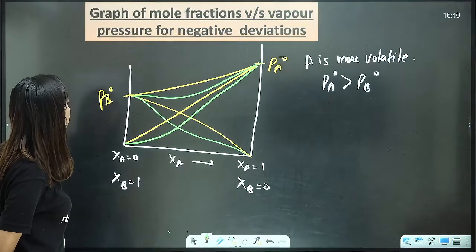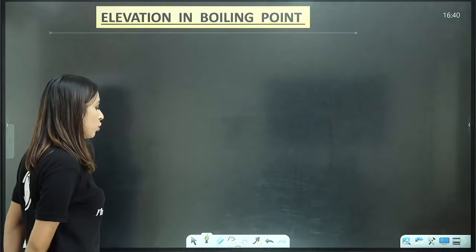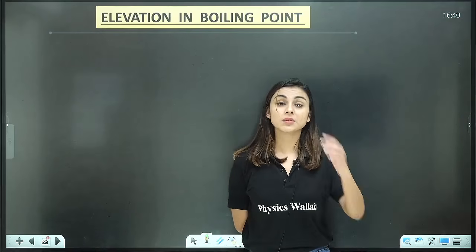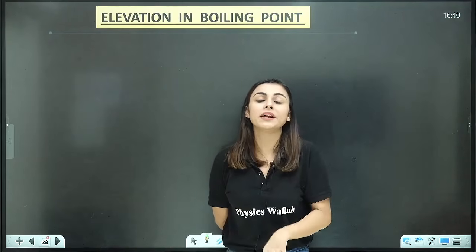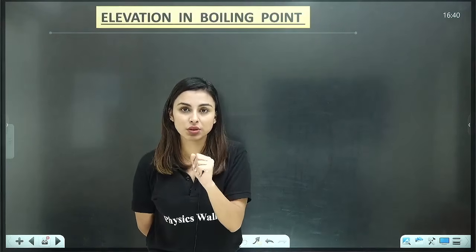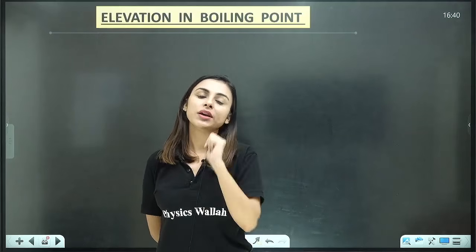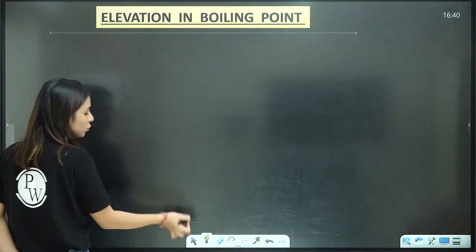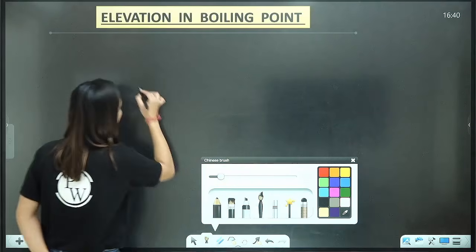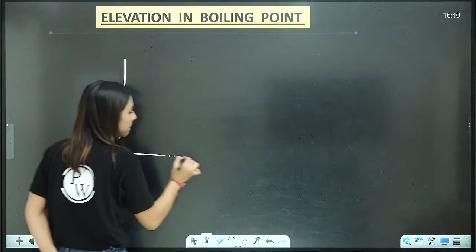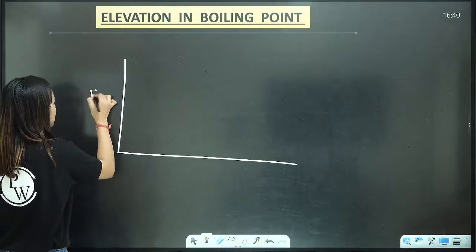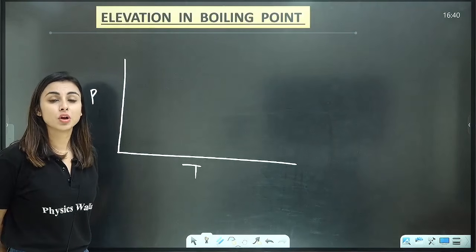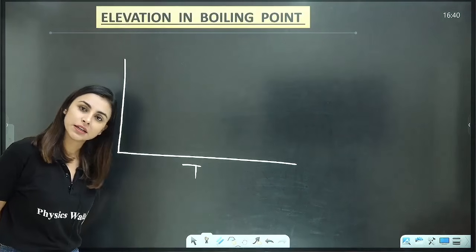Perfect, my dear students. Next is elevation of boiling point. Now we are going to talk about the colligative properties, the properties that depend only on the amount of your solute, right? How are you going to understand this? Just remember that we are going to plot a graph between pressure and temperature.